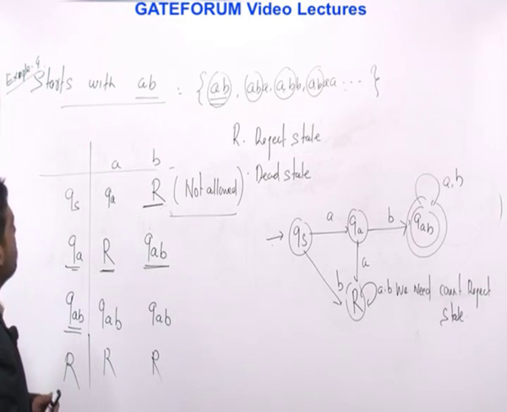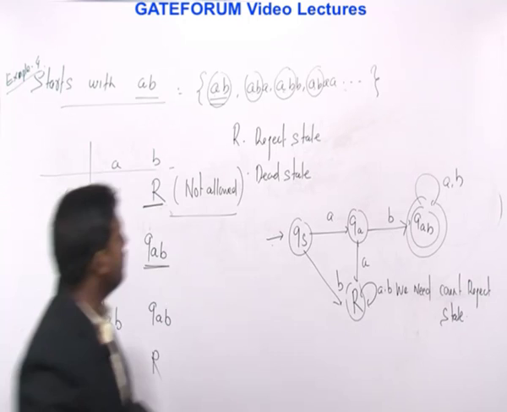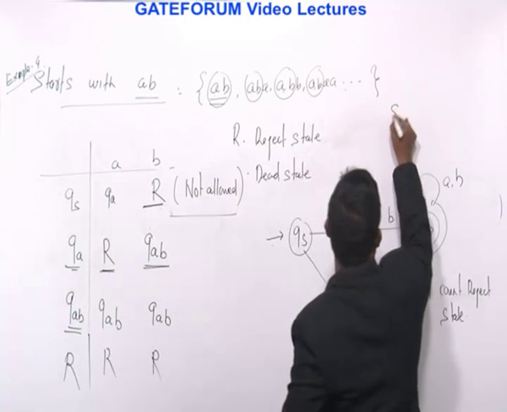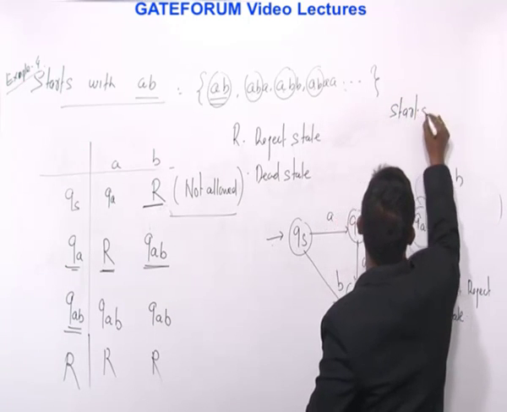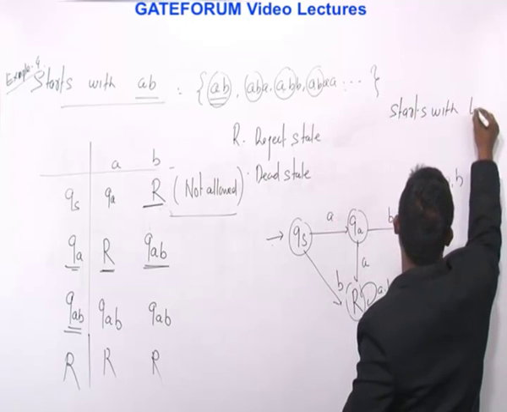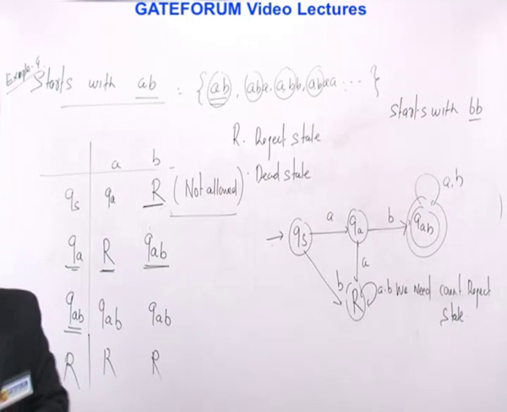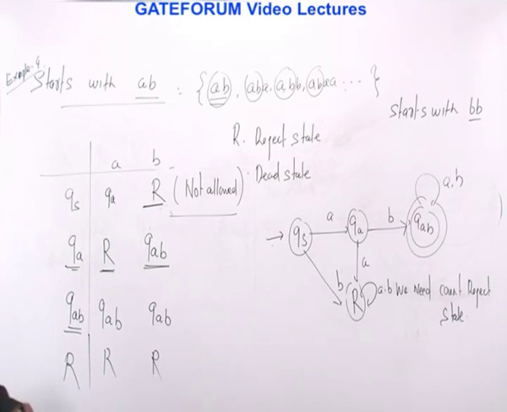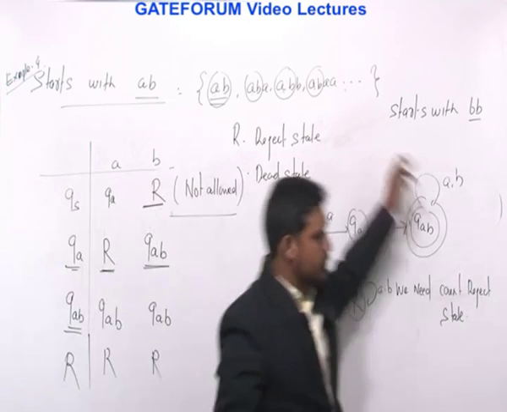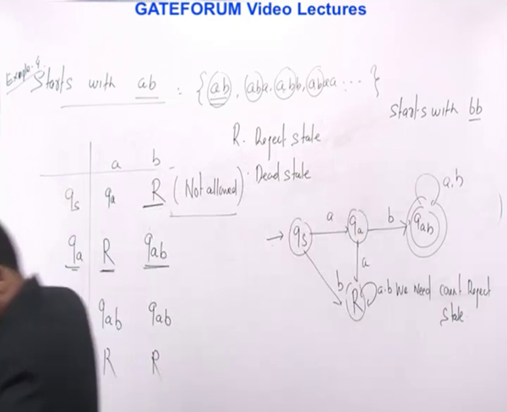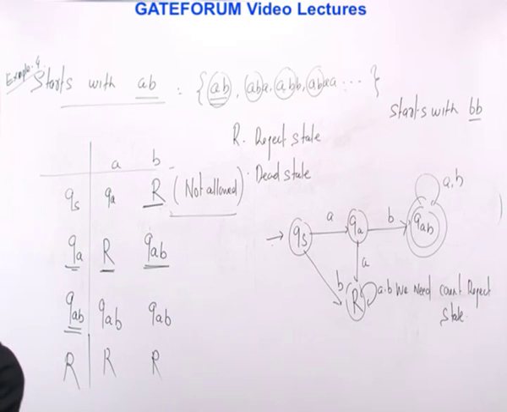Okay, so this is the pattern, starts with AB. Quickly complete the next one: starts with double B. Let's complete the table for starts with double B, the second type of the pattern.